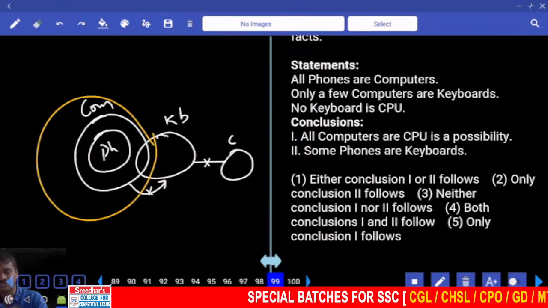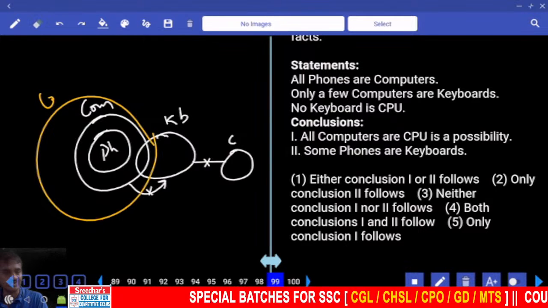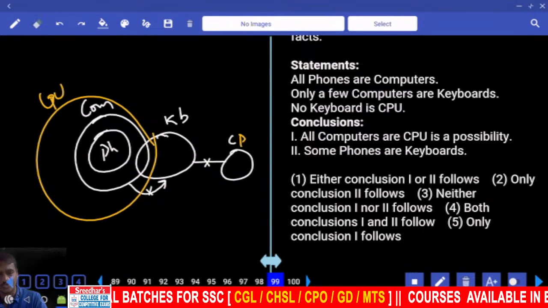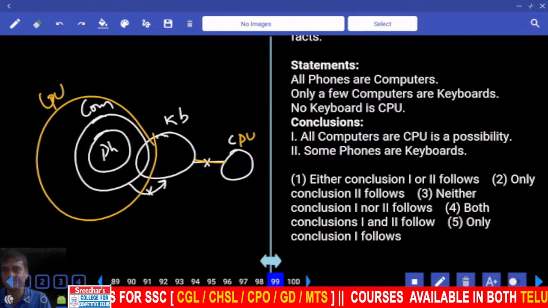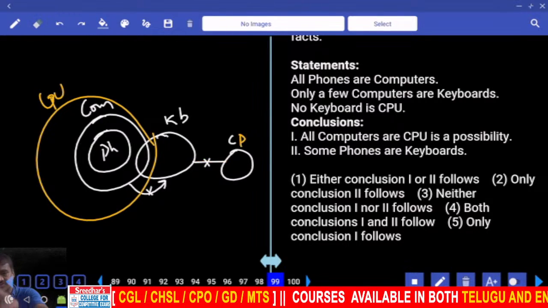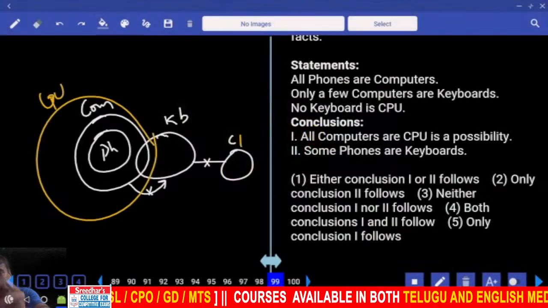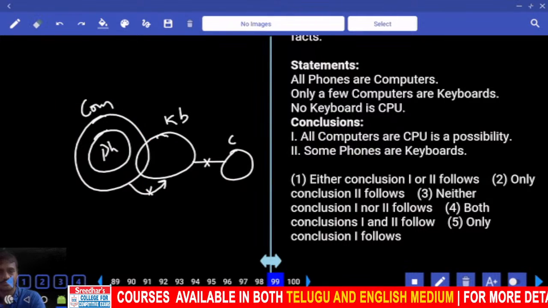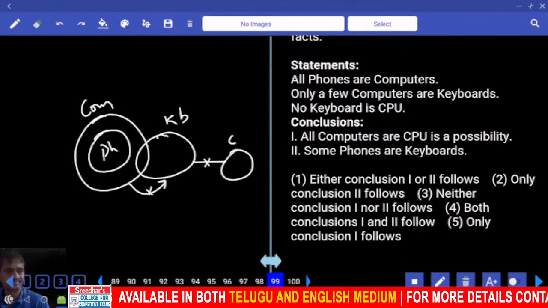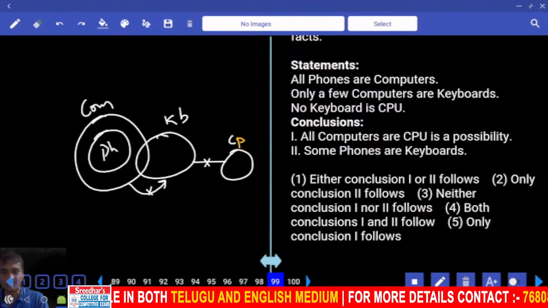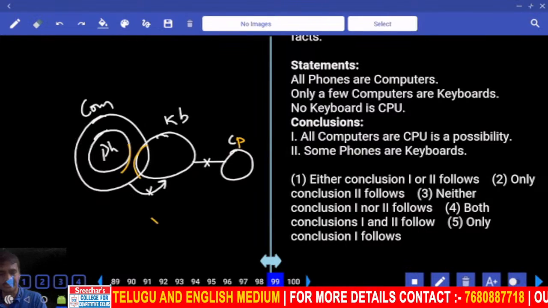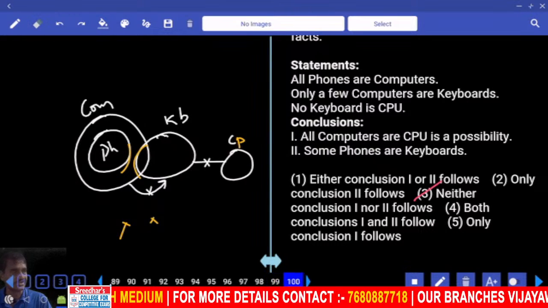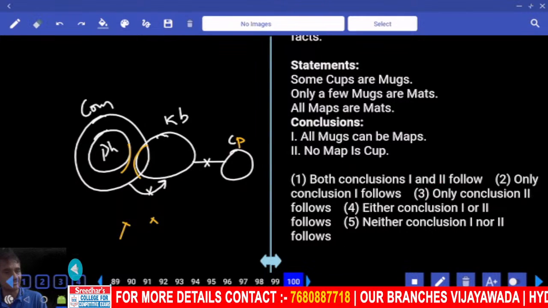To make this one possible, my computer and CPU must be like this. Is it possible here? It is not possible. If you write CPU like this, then no keyboard is CPU will become false. Hence, first one possible or not possible? Not possible. Then coming to the second. Now what is there in the second one here? Some phones are keyboard. Phone and keyboard, no intersection between these two. Neither one nor two. Choice 3, 99. And finally, question number 100.